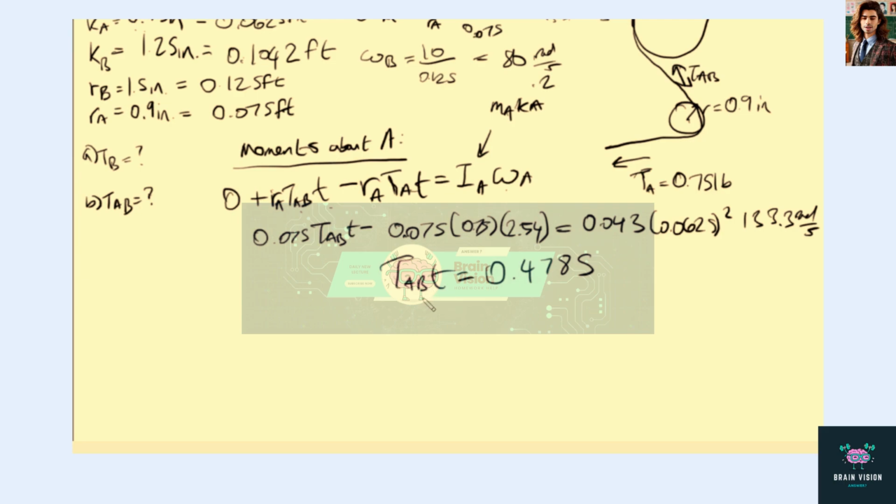So to solve for TAB, we're going to divide that by the time interval, which is 2.54, and that should give us 1.99 pounds. So that's the answer to part B.